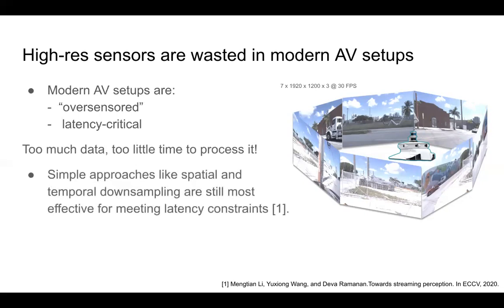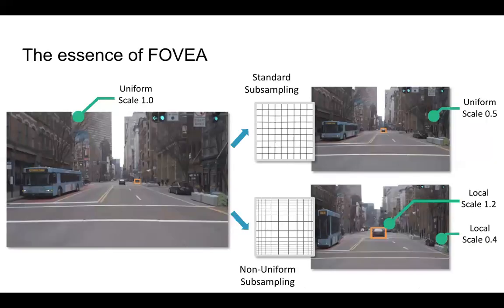The most effective solutions today are still naive downsampling and frame dropping. However, this is a blatant waste of the over-sensored setup, so in our work, we improve on this. Inspired by the human fovea, our solution is to locally magnify the salient pixels of interest while performing the downsampling. This helps preserve the original information density in the salient image regions.